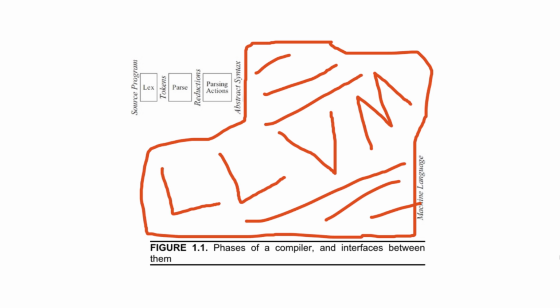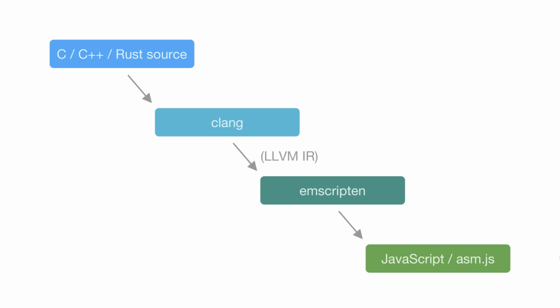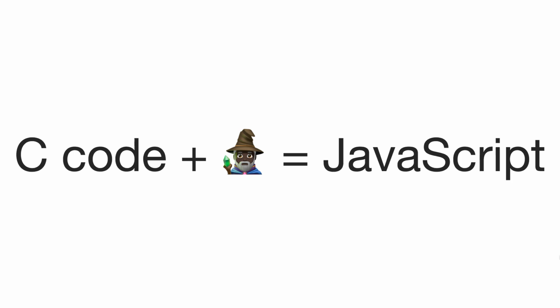But you can also bolt on a backend to that. For example, there's a backend for ARM architecture. There's a backend for x86. So we can swap in our own there. Specifically, we're going to pop Emscripten on there because that's what it does. You take your C, C++, or Rust source, run it through Clang, which is LLVM's compiler. It gives the optimized intermediate representation to Emscripten, and it spits out JavaScript or asm.js. So basically, C code plus magic gives you JavaScript.